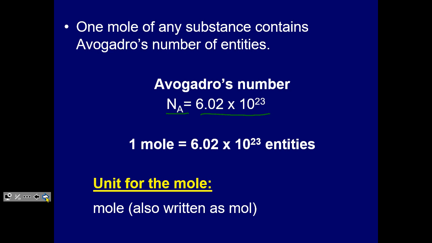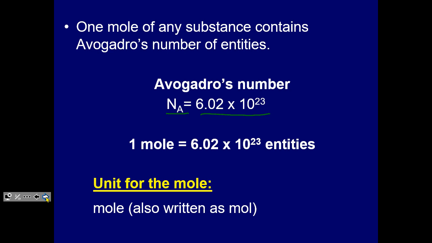Avogadro was an Italian physicist who did work on gases and the way they behave. And ultimately, the work that Avogadro did allowed other chemists to calculate this special number. And it is a very special number, and we'll learn why it's special in the next lesson. Okay, so as I said and wrote down just moments ago, 1 mole is 6.02 times 10 to the 23 entities of an object.